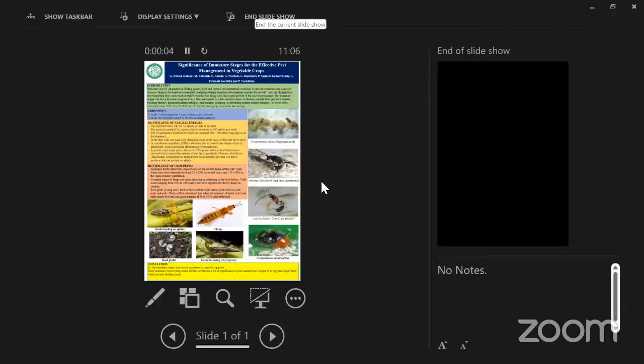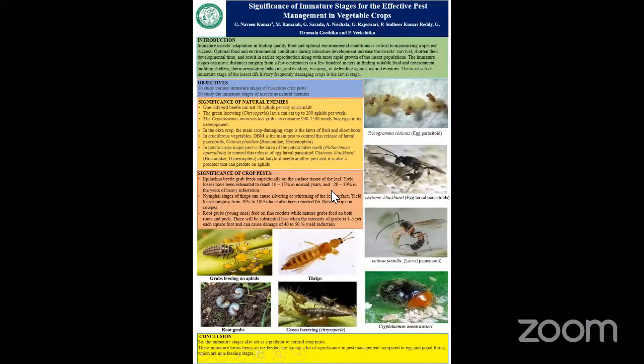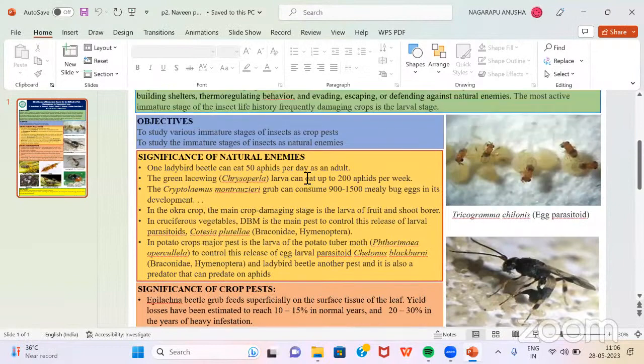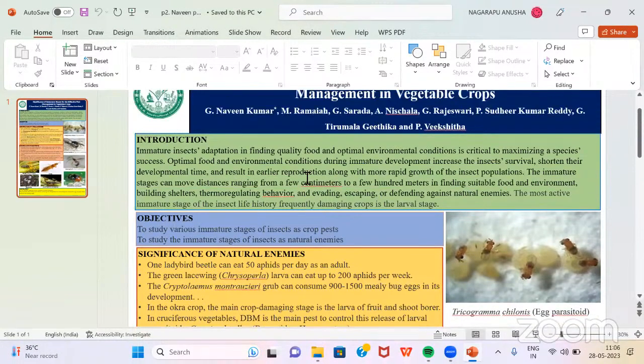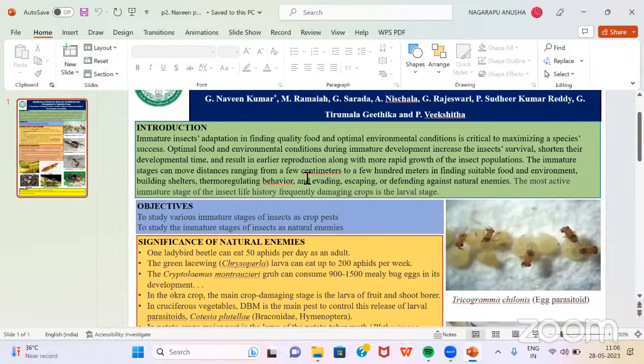Sir, good morning. Today I am here to present my poster on the topic of the significance of immature stages for effective pest management in vegetable crops. These immature stages find food, quality and environment to increase their species success. These emissions can move from a distance ranging from a few hundred meters to 100 meters. The most active immature stage causing damage to crops is the larval stage. The objective is to study these immature stages of insects as pests of crops and as natural enemies.